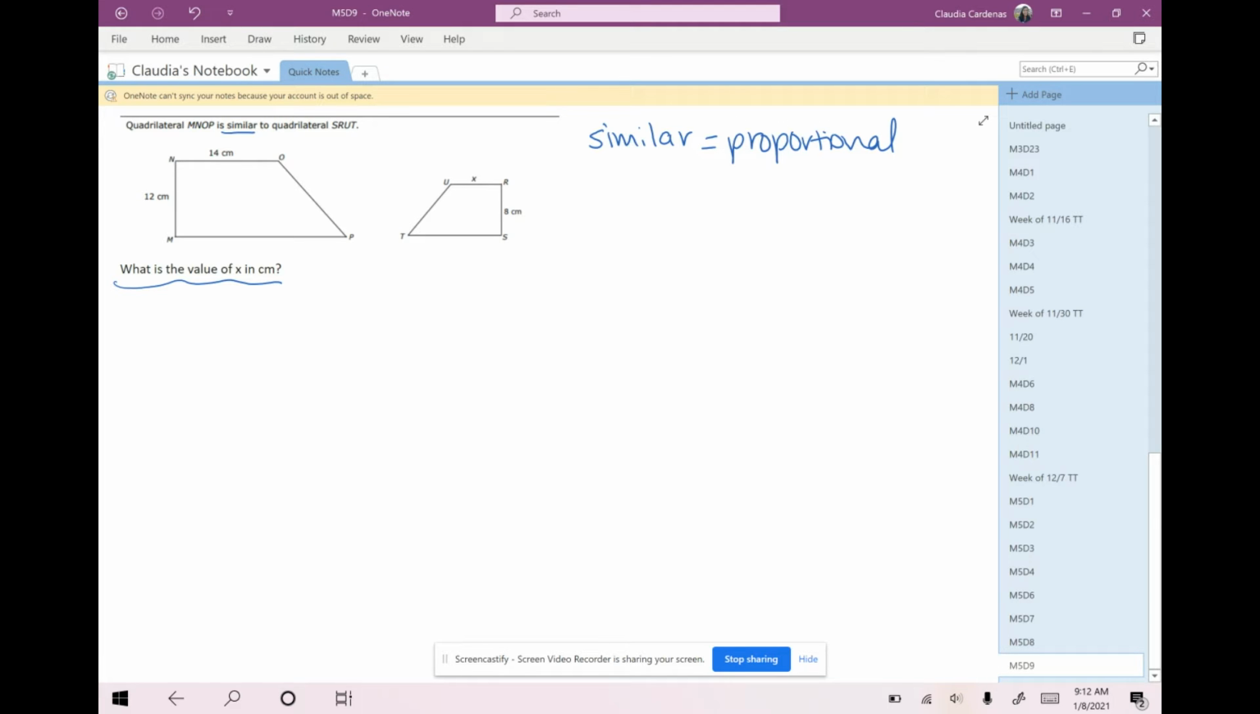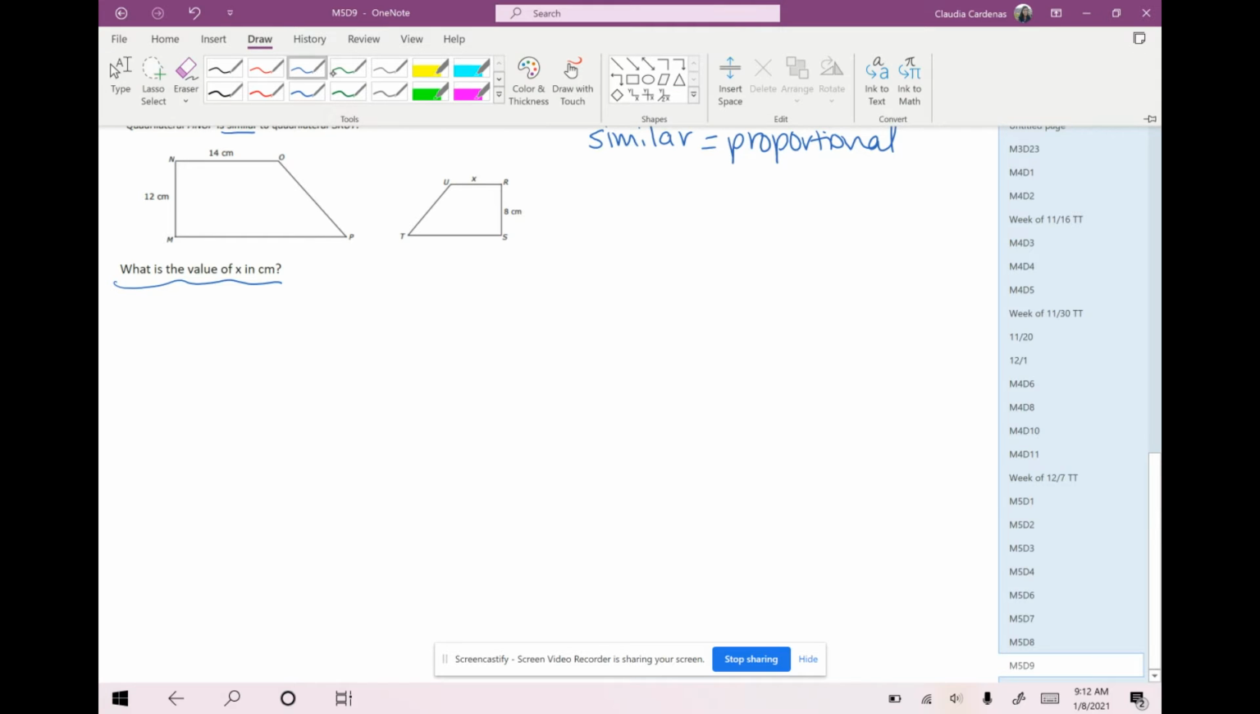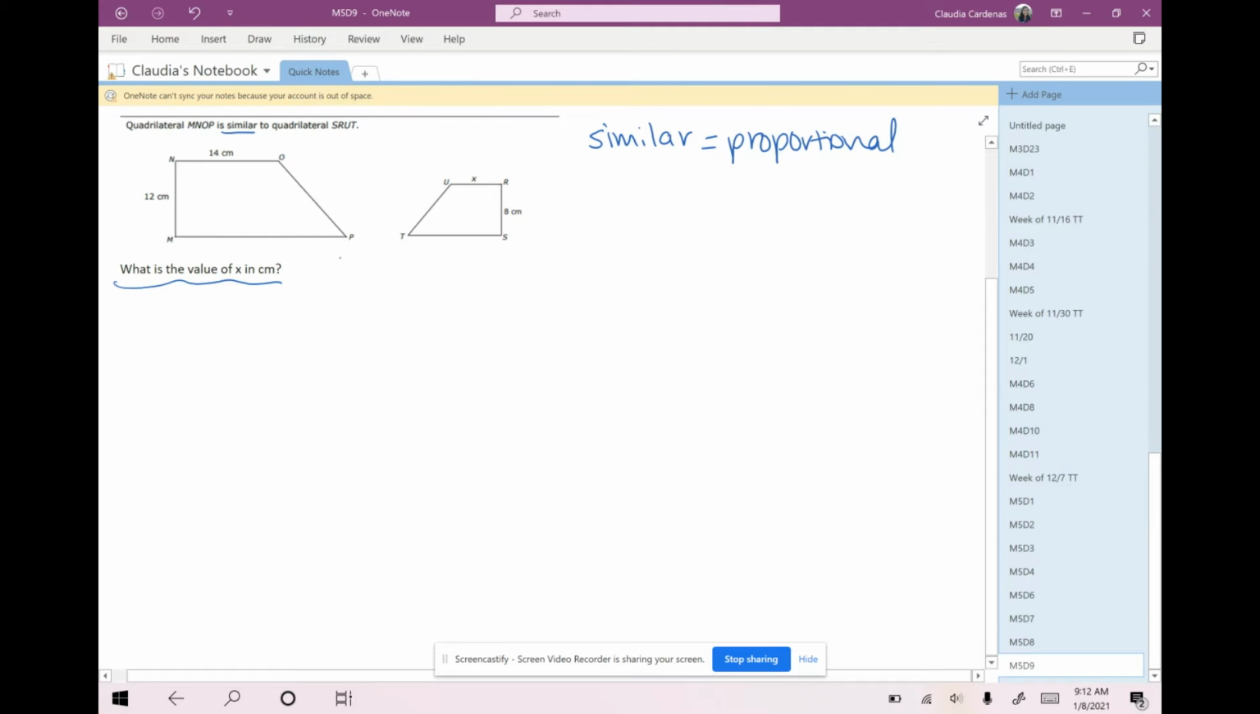Since we don't know specifically which one, it didn't tell us, then we're going to go from left to right. Therefore, this one is the scale, or the new, and this one is the original. So if we're looking from left to right, the original is going to be the larger quadrilateral, and the scale drawing is going to be the smaller one.